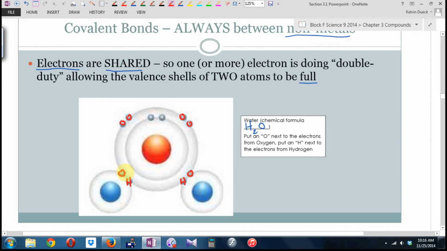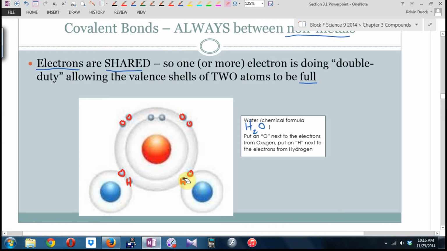But can you see now, if oxygen shares with hydrogen, how many electrons does oxygen have in that valence shell if I count all of them? Count around, in the outer shell. How many does oxygen want in its valence shell? 8. Is oxygen happy? Yeah. How many does hydrogen have in its valence shell? 2. How many does it want? 2. This is a covalent bond.